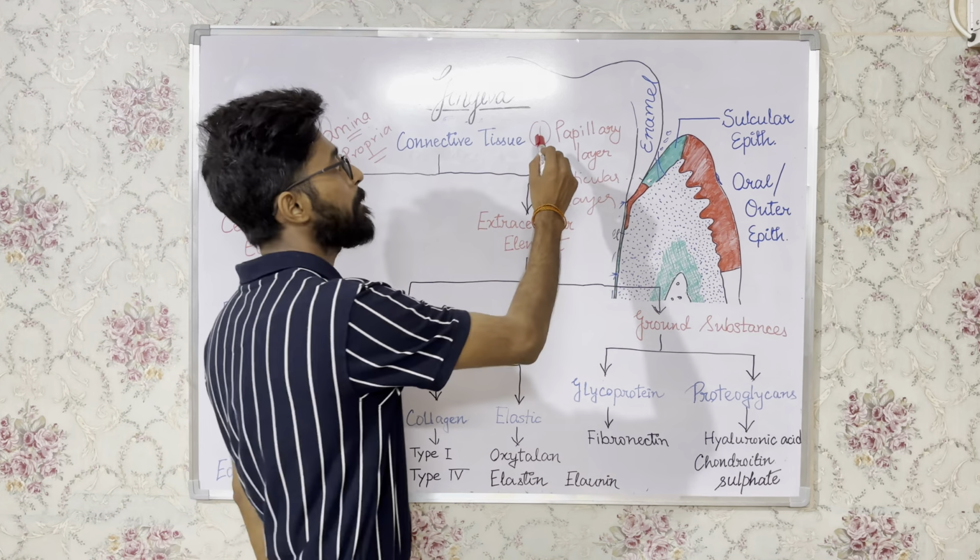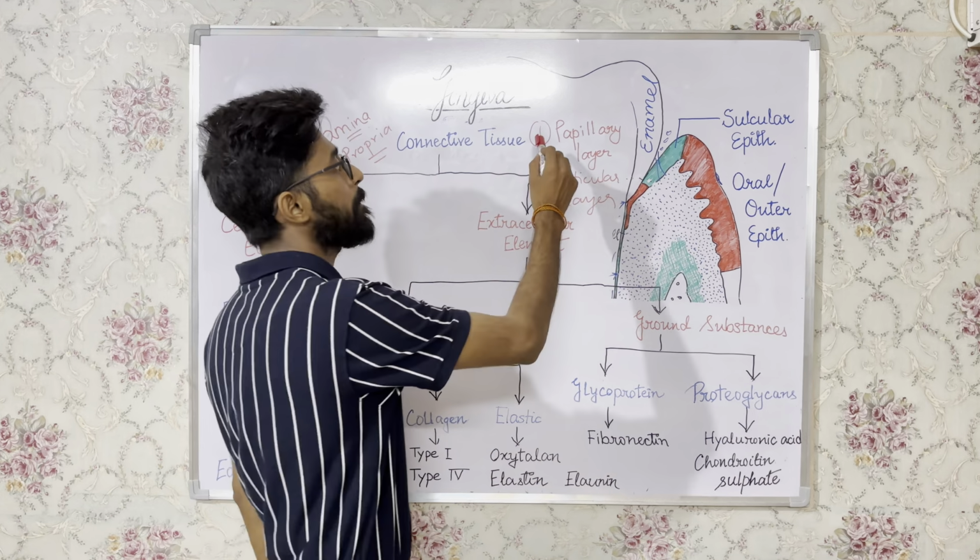So papillary layer, you will write here, you will make a dash and you will write it. Papillary layer is subjacent to the epithelium. See this dotted portion? This is the papillary layer, okay? Papillary layer is adjacent to the epithelium, okay?